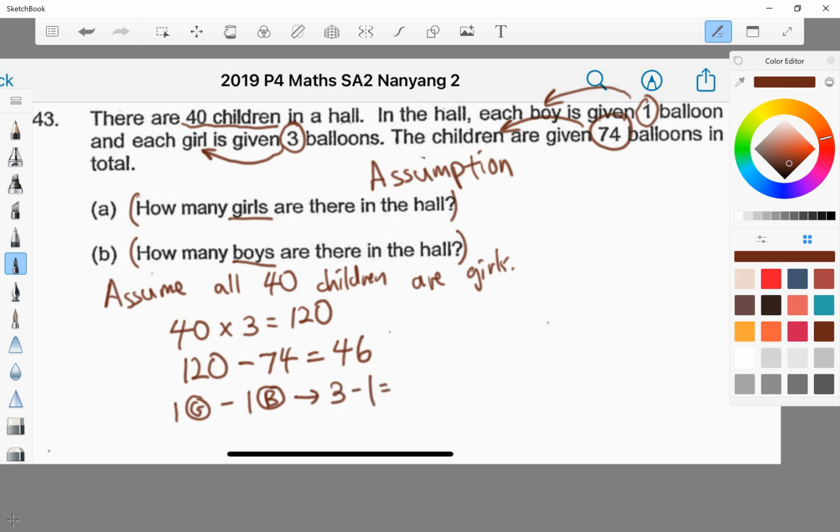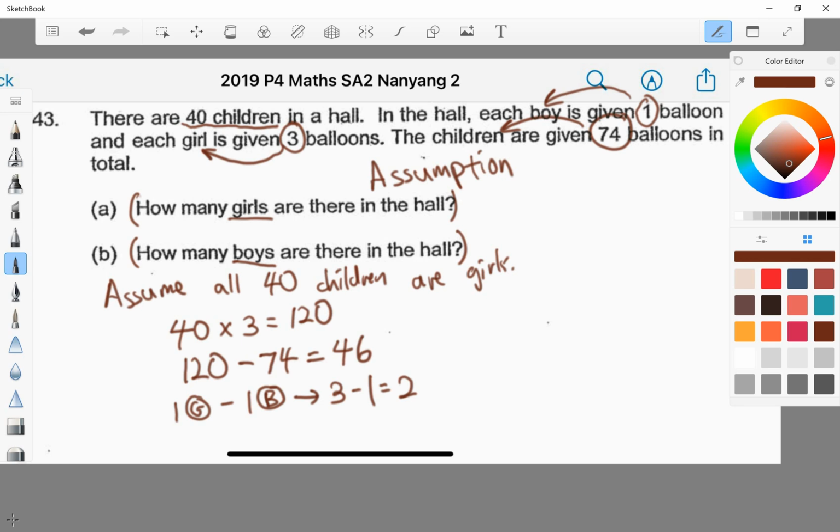If we are comparing 1 girl minus 1 boy, meaning the number of balloons given to the girls minus those of the boys, the girls actually have 2 more balloons than the boys. So when we assume all the 40 children to be girls, we definitely have to give extra balloons to the boys, such that they will have the same number of balloons as the girls.